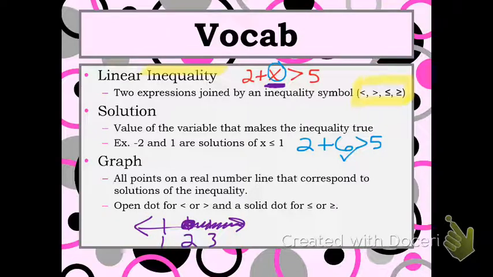Now, when we're talking about these dots being an open dot or a solid dot, that first picture that I've drawn, that's a solid dot. It shows that the 2 is part of the solution. Whereas if I were to draw it like this, it would mean that 2 is not part of the solution. But any number a tiny bit bigger than 2, so maybe then 2.000001, that would be a solution.